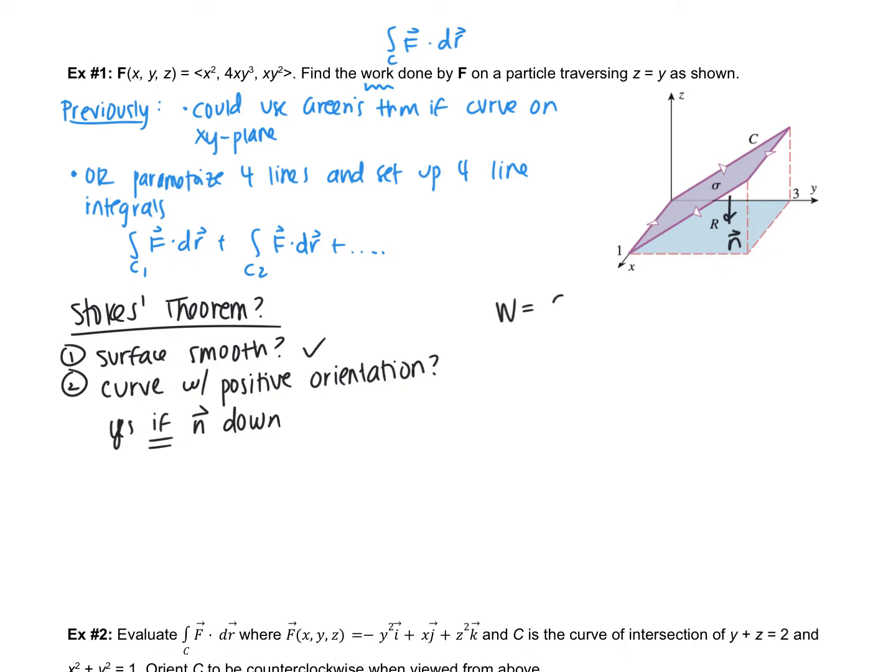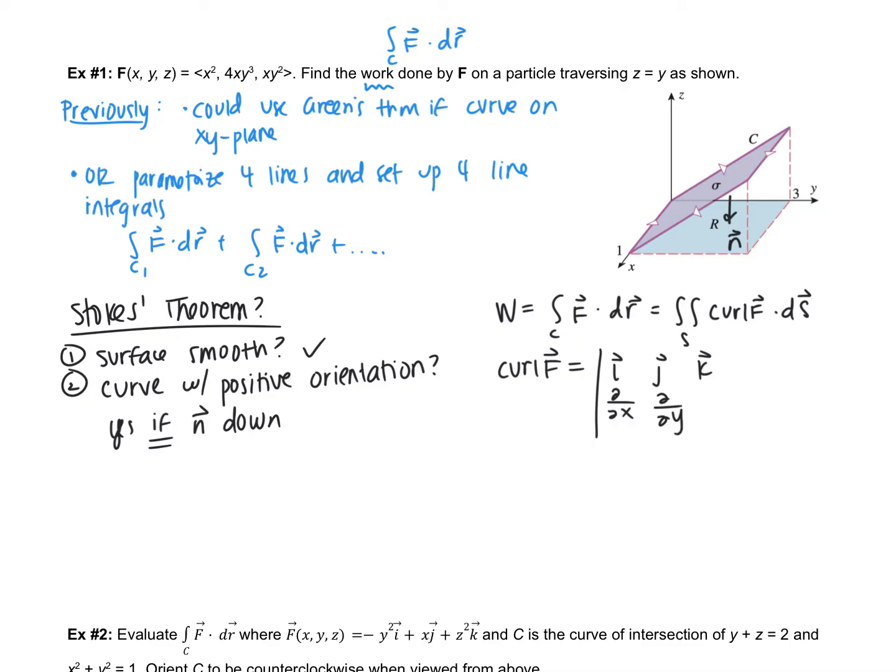So what we can do then, instead of doing f dot dr, we can calculate this as the surface integral of curl of f dot dS. So let's start with that curl of f. So I have my i, j, k, I have partial with respect to x, partial with respect to y, partial with respect to z, and then the components, which are x squared, 4xy cubed, and xy squared. So I will tell you that the curl of f ends up being 2xy, negative y squared, and 4y cubed.